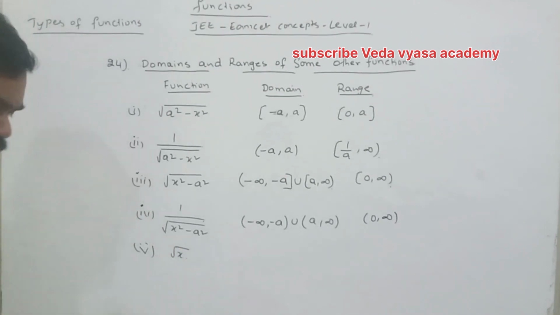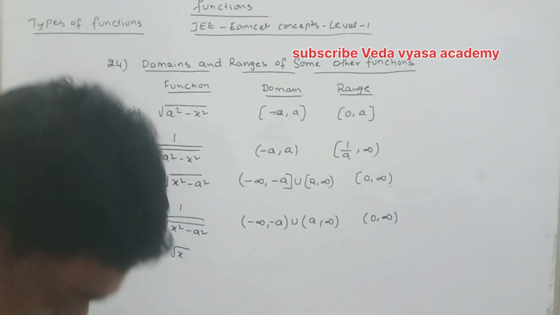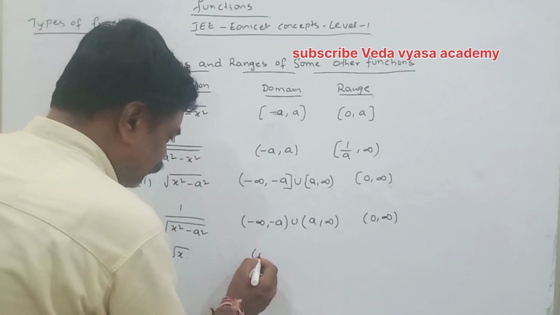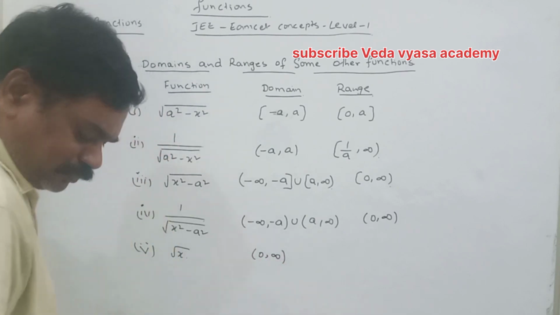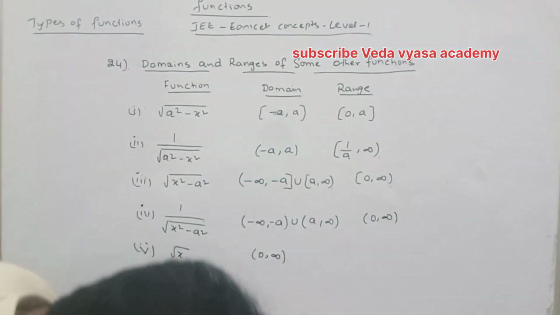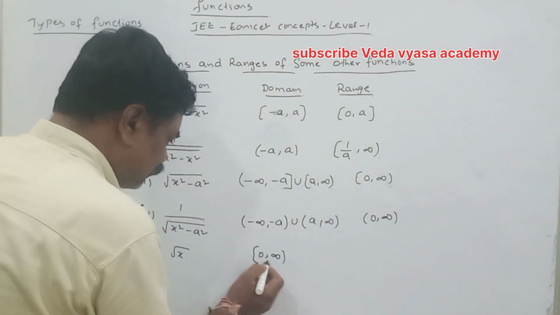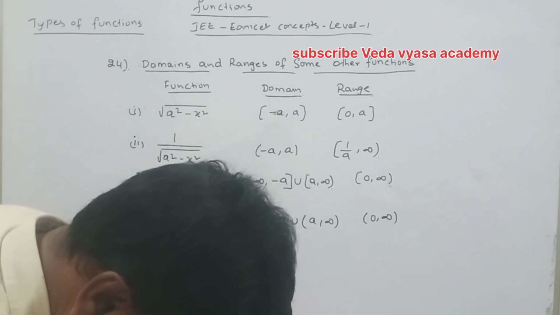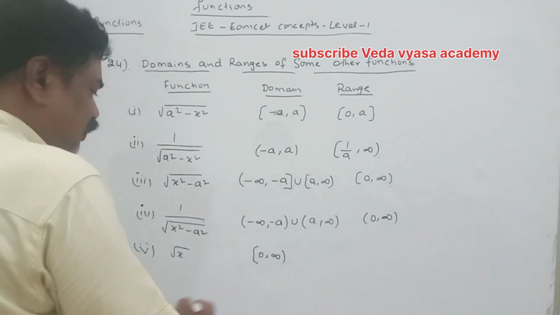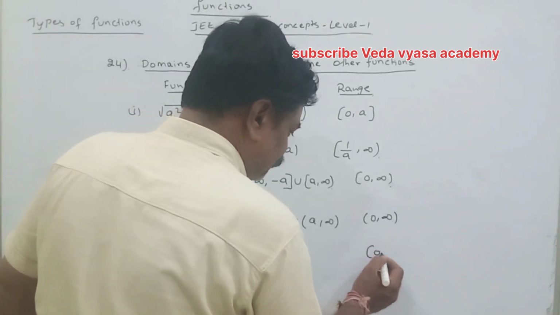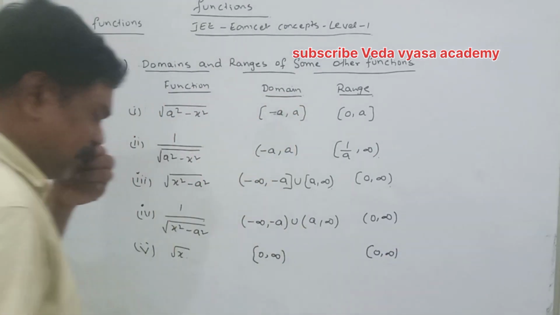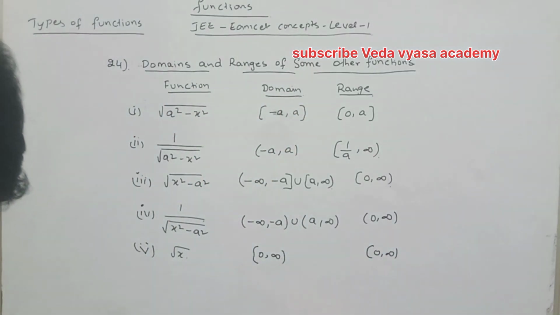f of x is equal to root x. Then root x domain is the closed interval 0 to infinity, and this range is also the closed interval 0 to infinity.